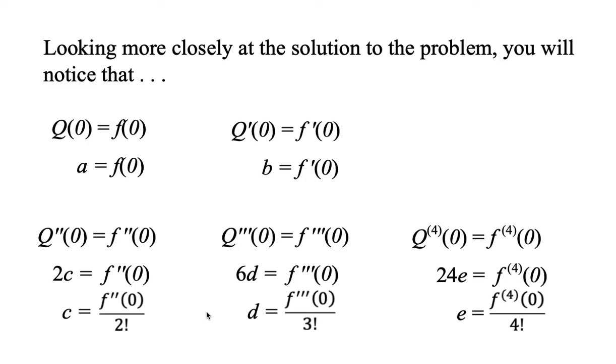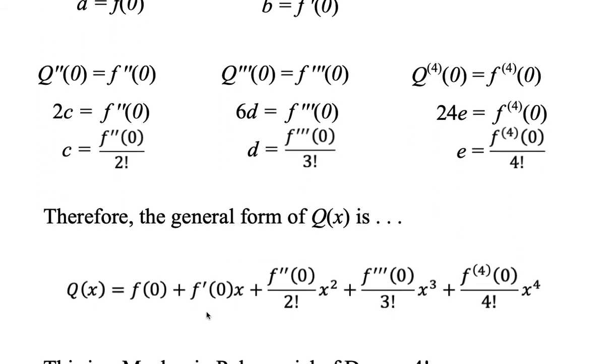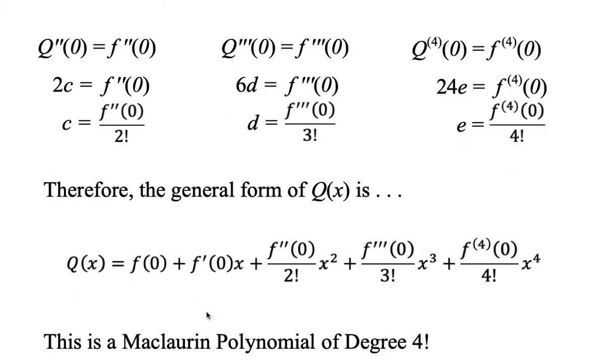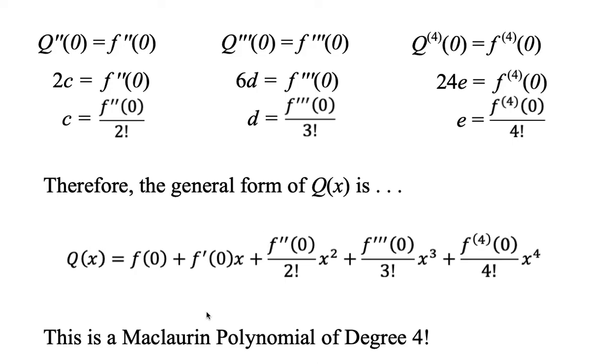And the fourth derivative at 0 divided by 24, or 4 factorial, gave us the e value. So a more general equation for q of x is f of 0 plus f prime of 0 times x, plus the second derivative at 0 divided by 2 factorial times x squared, plus the third derivative at 0 divided by 3 factorial times x cubed, plus the fourth derivative at 0 divided by 4 factorial times x to the fourth. This is a Maclaurin polynomial of degree 4.